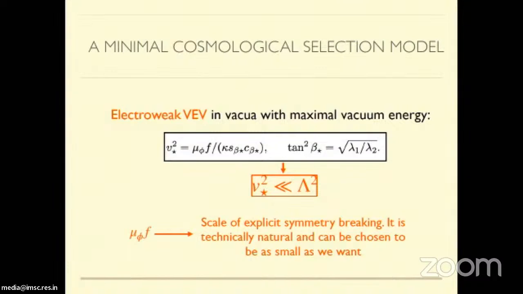Now, what it actually is depends on the observation that the weak scale is 100 GeV. So mu phi f must be equal to 100 GeV. But it could have been 1 electron volt also, basically anything. These are free parameters in my theory, so I will fix them to get 100 GeV.